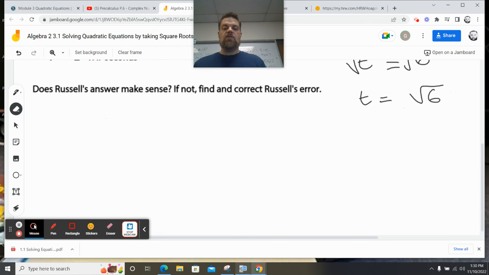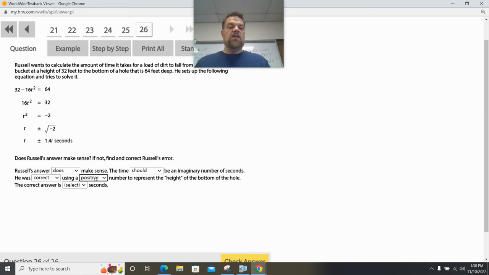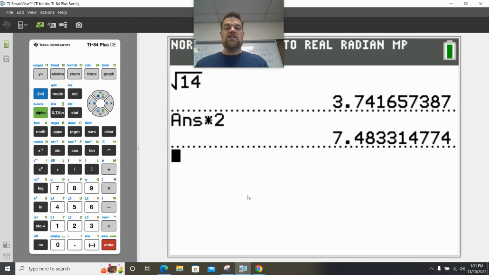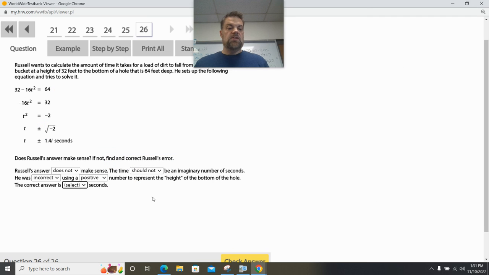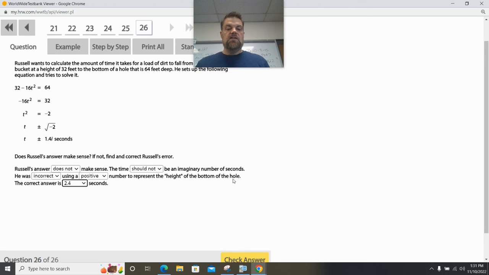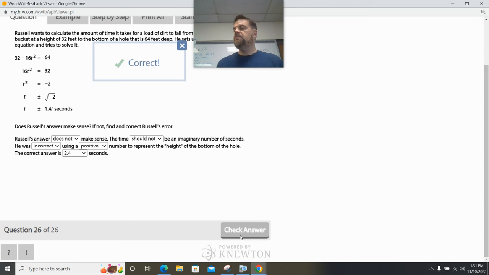So now we have to go back one last time. Ooh, this is a lot of work. So his answer does not make sense. Time should not be imaginary. He was incorrect by using a positive number for the height. The correct answer is, we've got to figure out what the square root of 6 is. So the square root of 6 is 2.4. That was one of our choices. Let's see if we're right. Yep. Did that make sense?